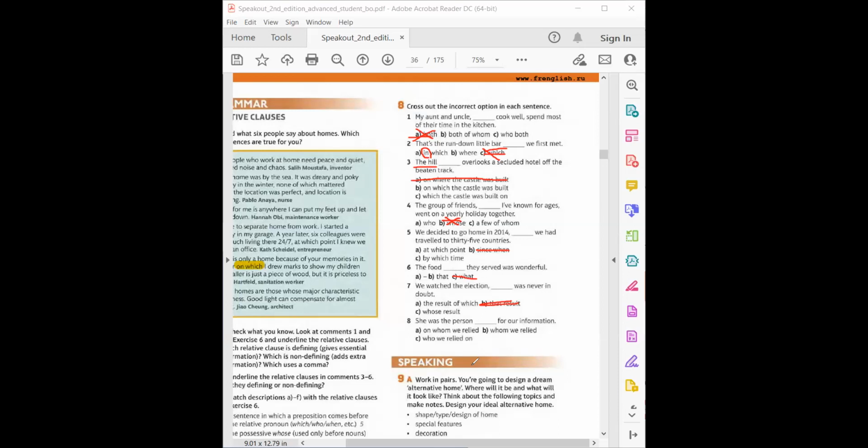And 8, she was the person on whom we relied, and who we relied on for our information. A, maybe. Okay, on whom we relied, it's correct. Who we relied on, again, it's B, correct. So it's B. Okay, but it was a little bit tricky. Yes, it is. Okay, so can I ask you?